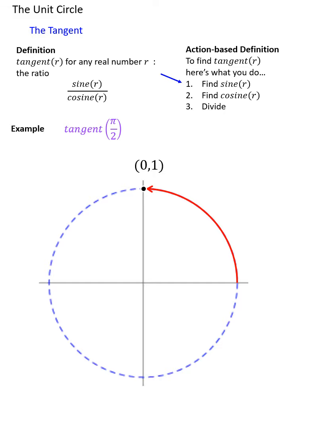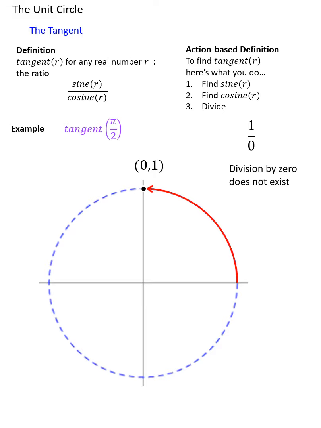We need to find the sine of pi over 2 in this case. And that's 1 because it's the y-coordinate. We need to find the cosine of pi over 2, which is 0 because that's the x-coordinate. And now I just need to divide. So here's my division. Problem is, 1 divided by 0, or anything divided by 0 for that matter, doesn't exist.